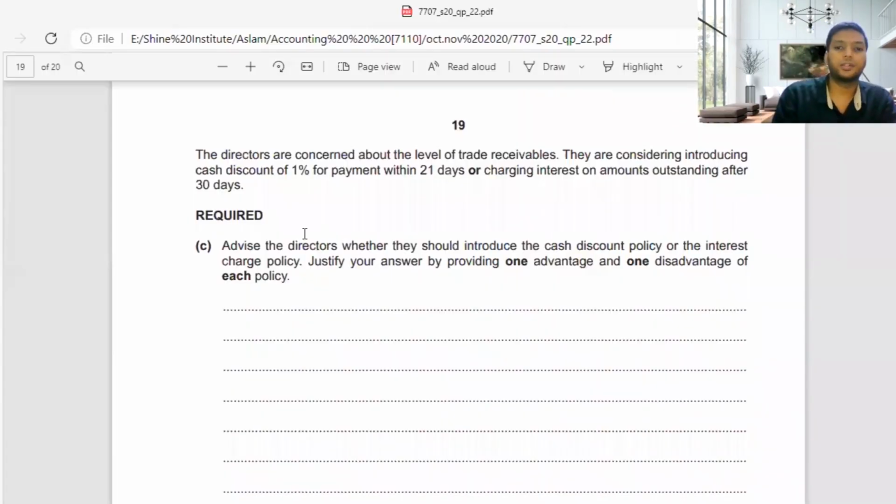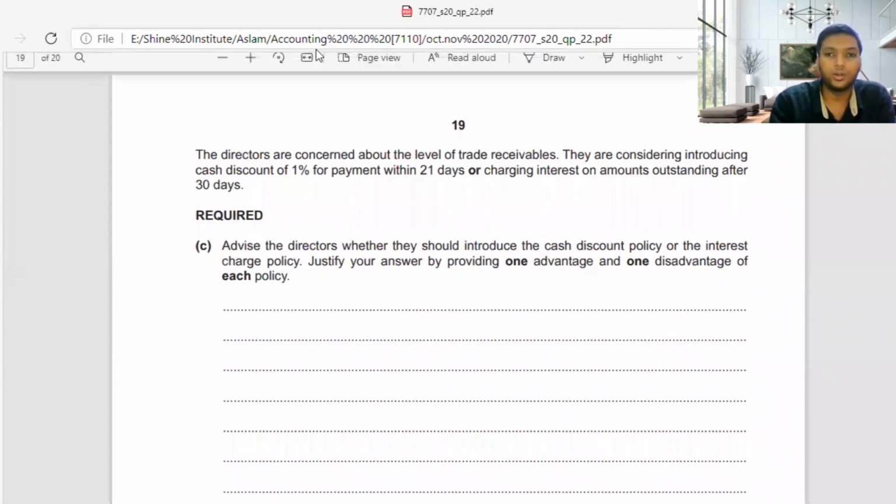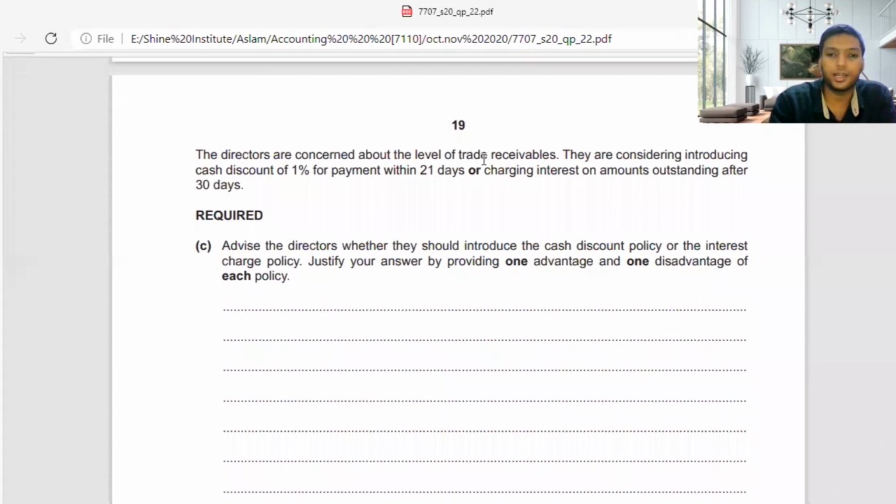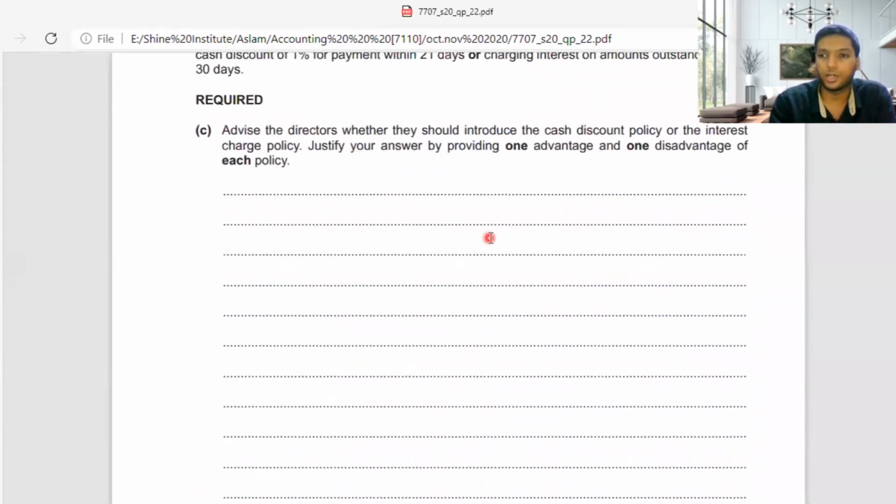So the question C part, we'll discuss it now. The directors are concerned about the level of trade receivables. They are considering introducing cash discount of 1% for payment within 21 days or charging interest on amounts outstanding for 30 days. So either they can go with the cash discount or they can charge interest on the outstanding. So they are going to collect the money from trade receivables. These are the two ways they are going to collect the money, either to charge an interest or to collect the money through providing a discount percentage to collect money as soon as possible.